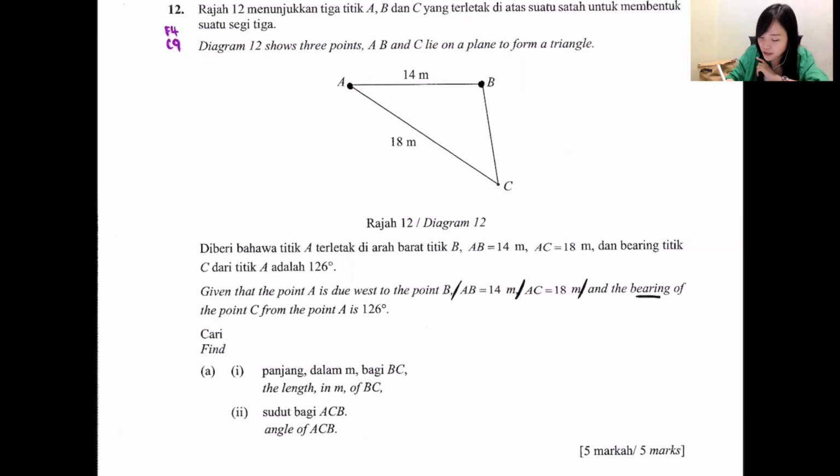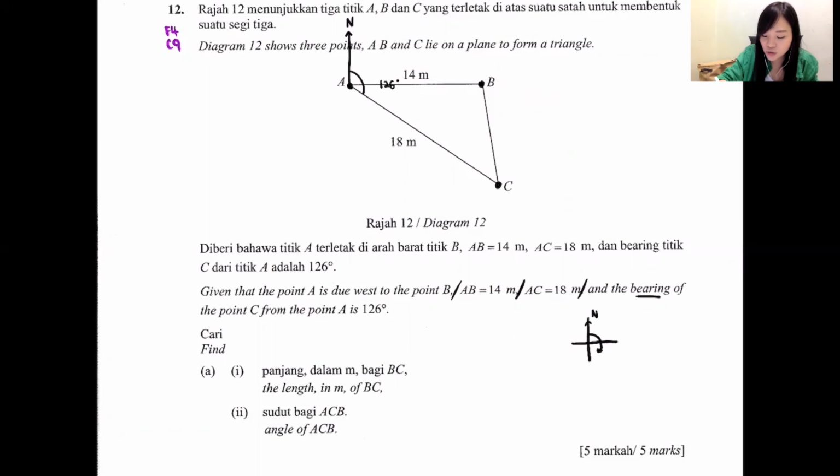Do you guys still remember bearing? Bearing means you base on the north and start to count clockwise. So they say the bearing of point C from A. A is here, based on the north. Point C is here, so that means you turn like that, which is 126 degrees, correct?